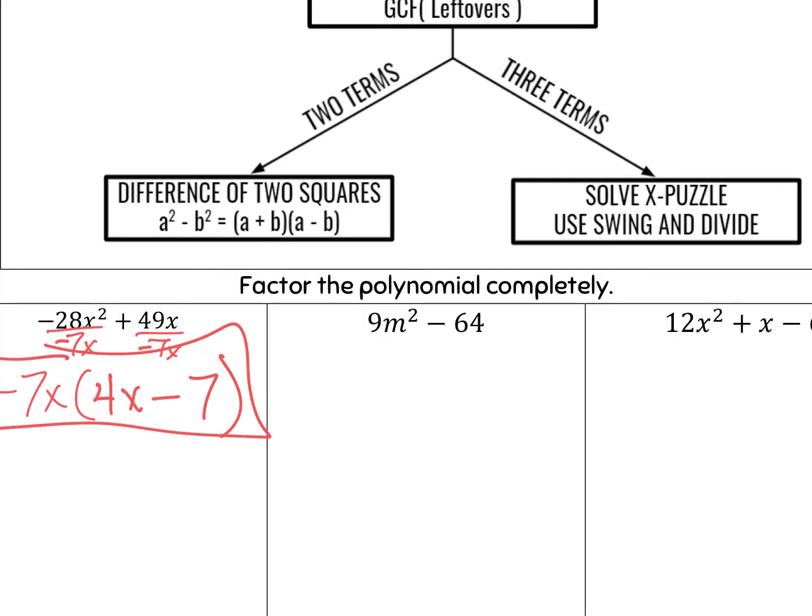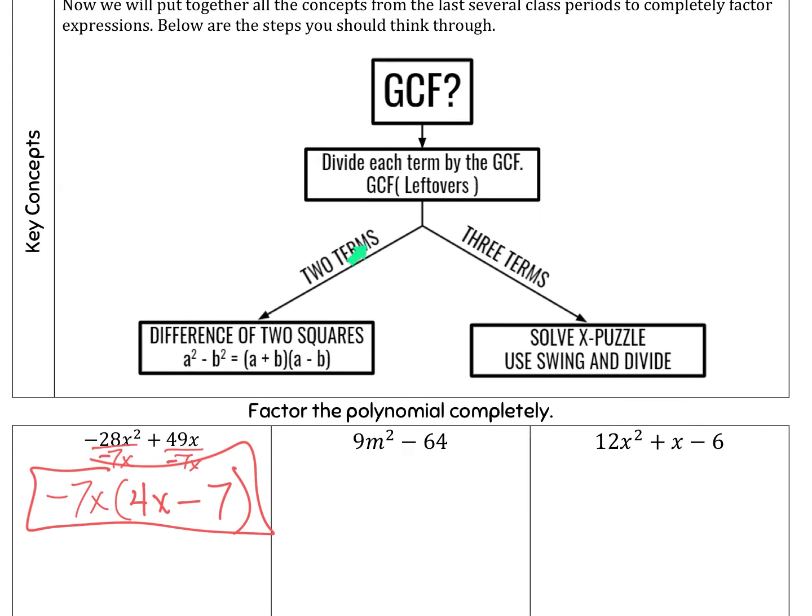All right, so for the next one, we want to check to see if there's a greatest common factor between 9m squared and 64. Well, obviously, there's only an m in the first one, so it can't be an m involved. So look at 9 and 64 to see if there's a greatest common factor. Since 1 is the only common factor, there's no greatest common factor between 9 and 64 that's greater than 1. So next, since there are two terms, we need to check to see if it's a difference of two squares. See if it's dots. It is a difference.